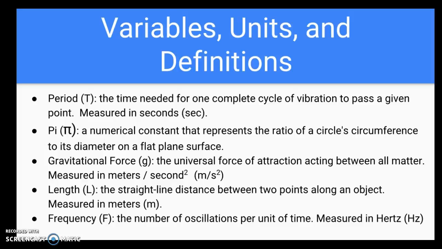Gravitational force, which is g, is the universal force of attraction acting between all matter. This is measured in meters per second squared. Length, which is represented by L, is the straight line distance between 2 points along an object, which is measured in meters, which is m. Frequency is the number of oscillations per unit of time. This is measured in hertz.